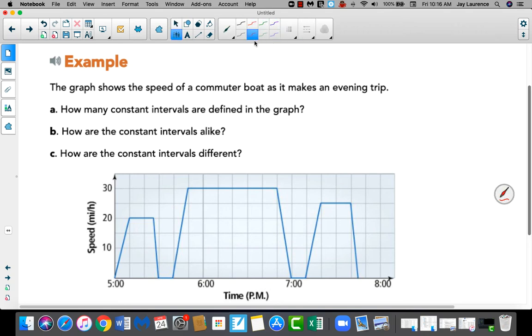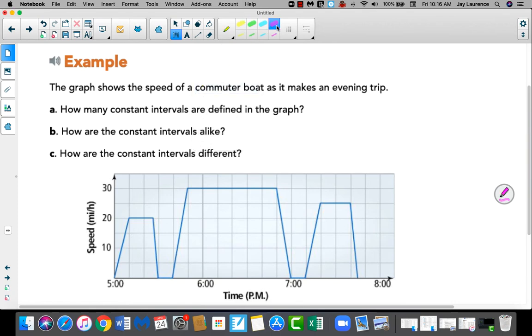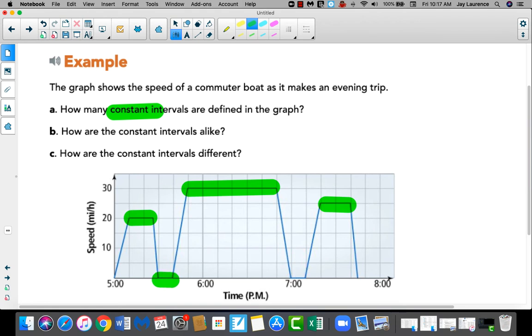Well, let's go through and highlight the constant intervals. We will make the constant intervals green. Okay, so constant's going to be green. So there's 1 constant, there's 2, and there's 3. So the correct answer is 3, right? Nope, it's not. Aren't there 2 more? There's 1 down here and 1 down here. So there are 5 constant intervals.